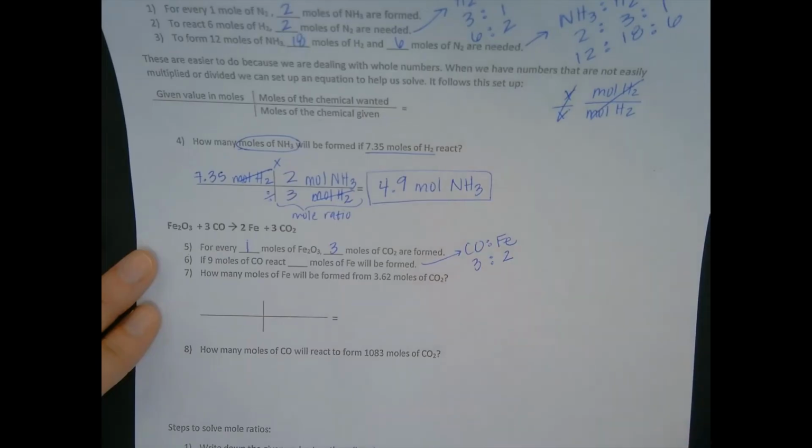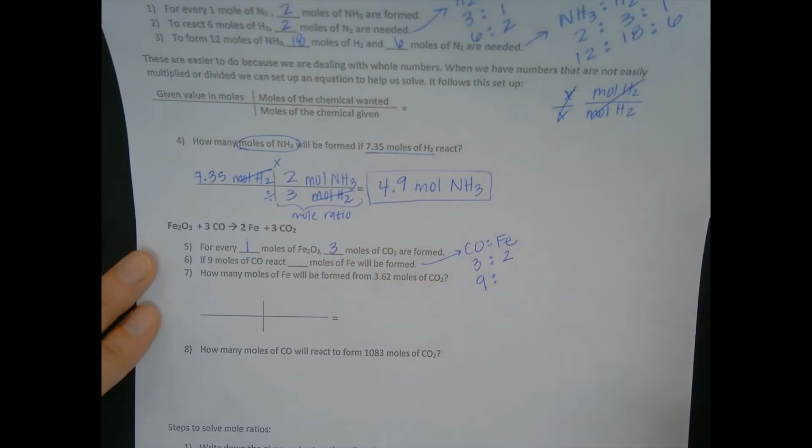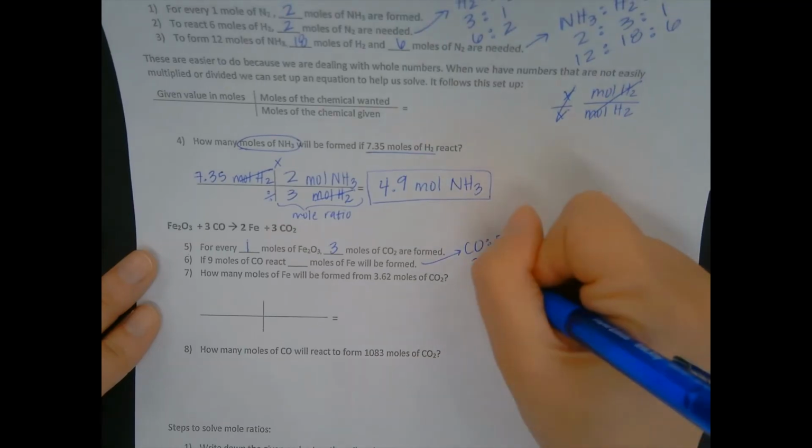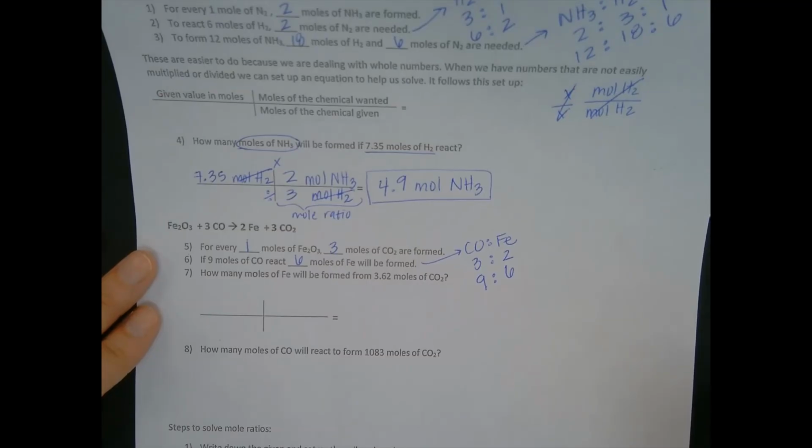Okay, and for this question, I'm saying, but what if we have 9? What if it's 9 moles of CO? In order for this ratio to continue, it has to have the same relationship between the numbers. So 3 to 2 and 9 to 6, okay? Because that's a 3 to 2 ratio. But again, that's a nice pretty whole number. So let's solve it when it's not a nice pretty whole number.